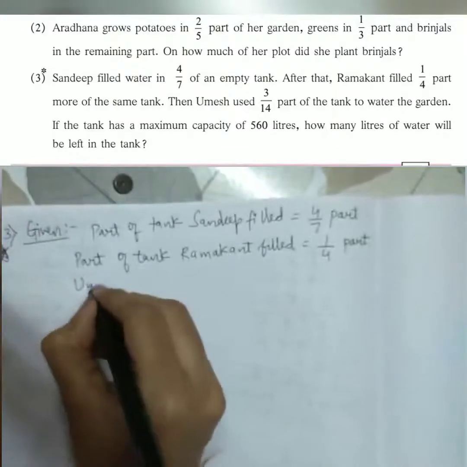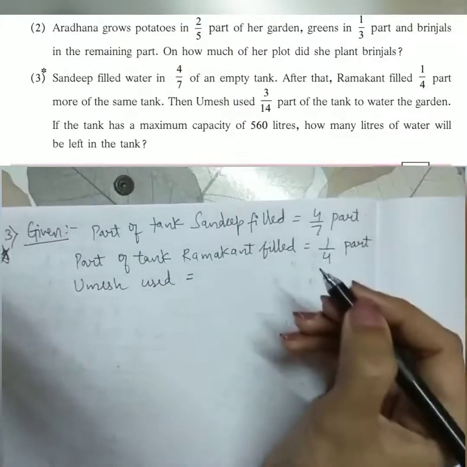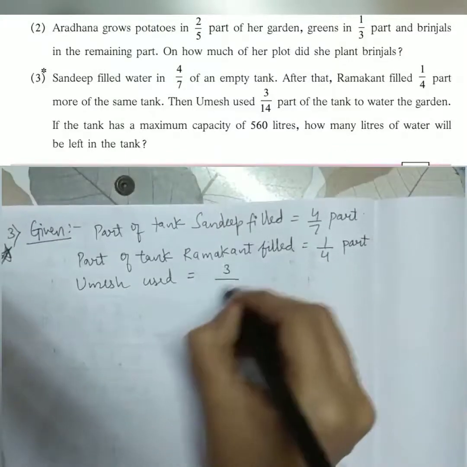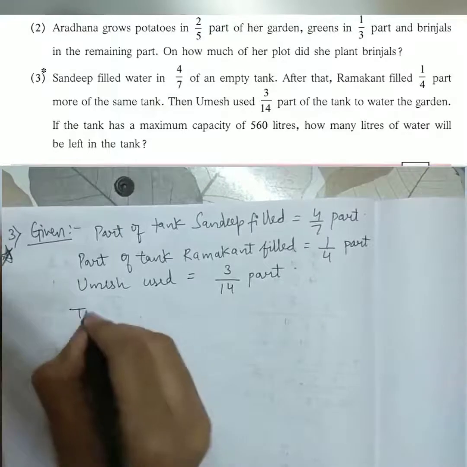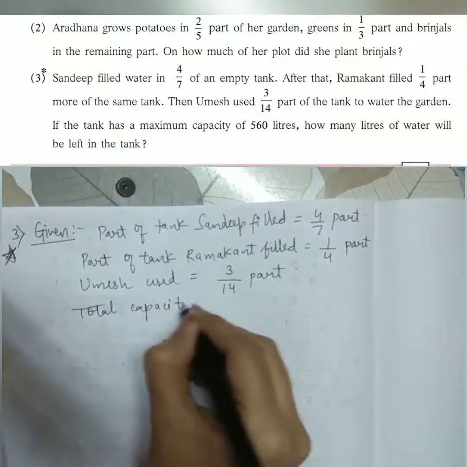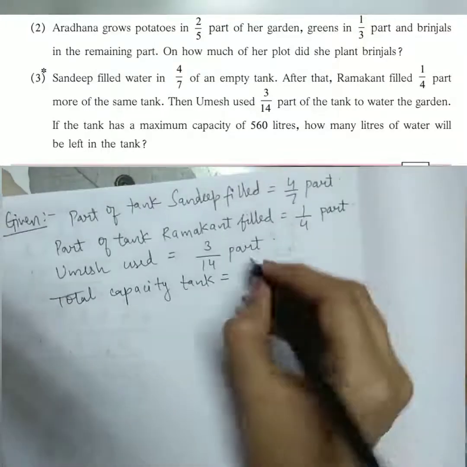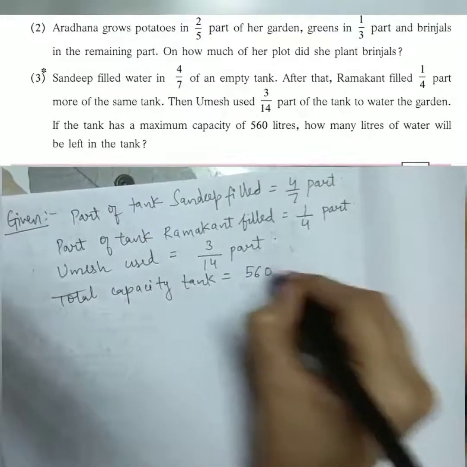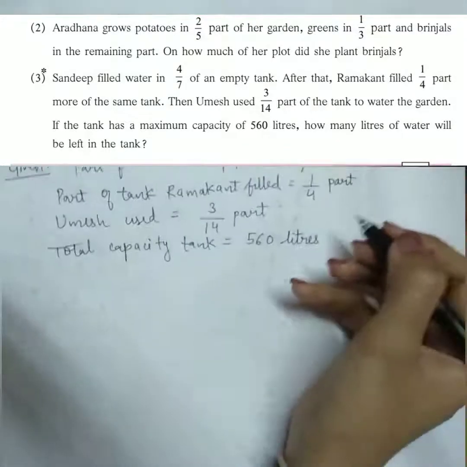Then Umesh came and he used. So how much part did Umesh use? He used 3/14 part. And one more thing we have, the total capacity of the tank, meaning how much water it can hold. So what's the total capacity? It's 560 liters.